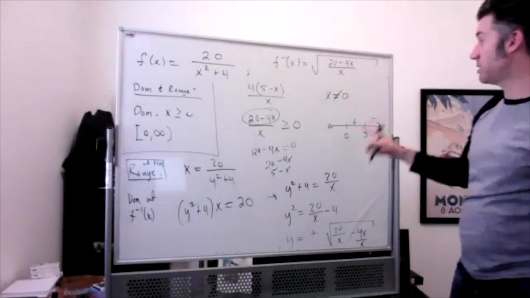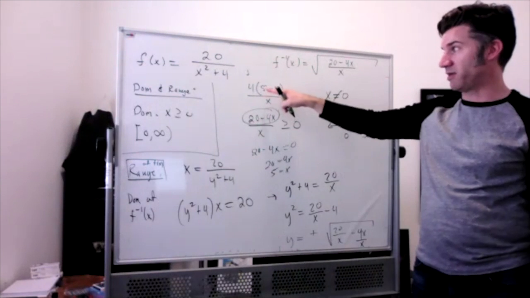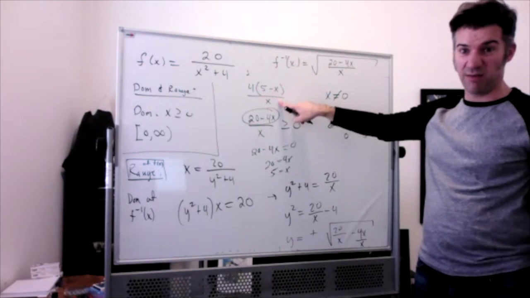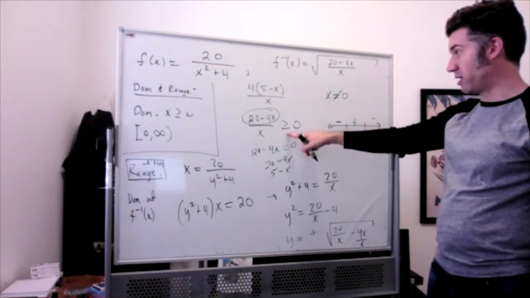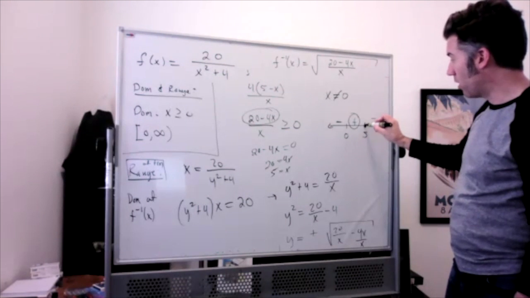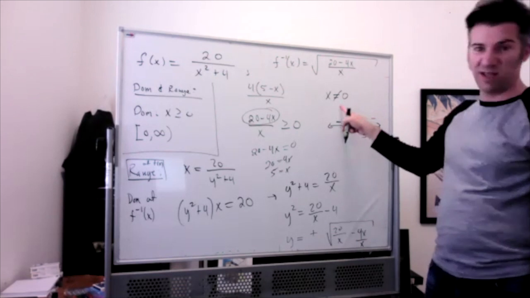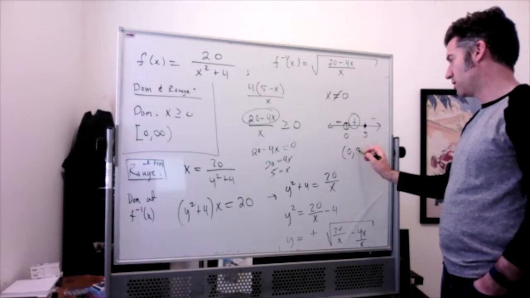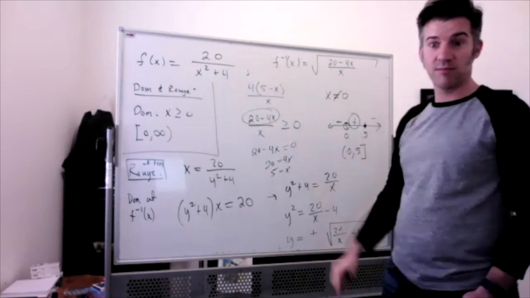But if you pick a number less than 0, like negative 1 or negative 2 or negative 3, this is going to be positive because 5 minus a negative number gets more positive. And the bottom is going to be negative. I want the whole thing to be greater than or equal to 0. So I want it to be positive or 0. Right? When I plug in 5, it's 0, but not undefined. Right? We already said x can't be 0. So my domain here is 0 to 5, which is the range of this.